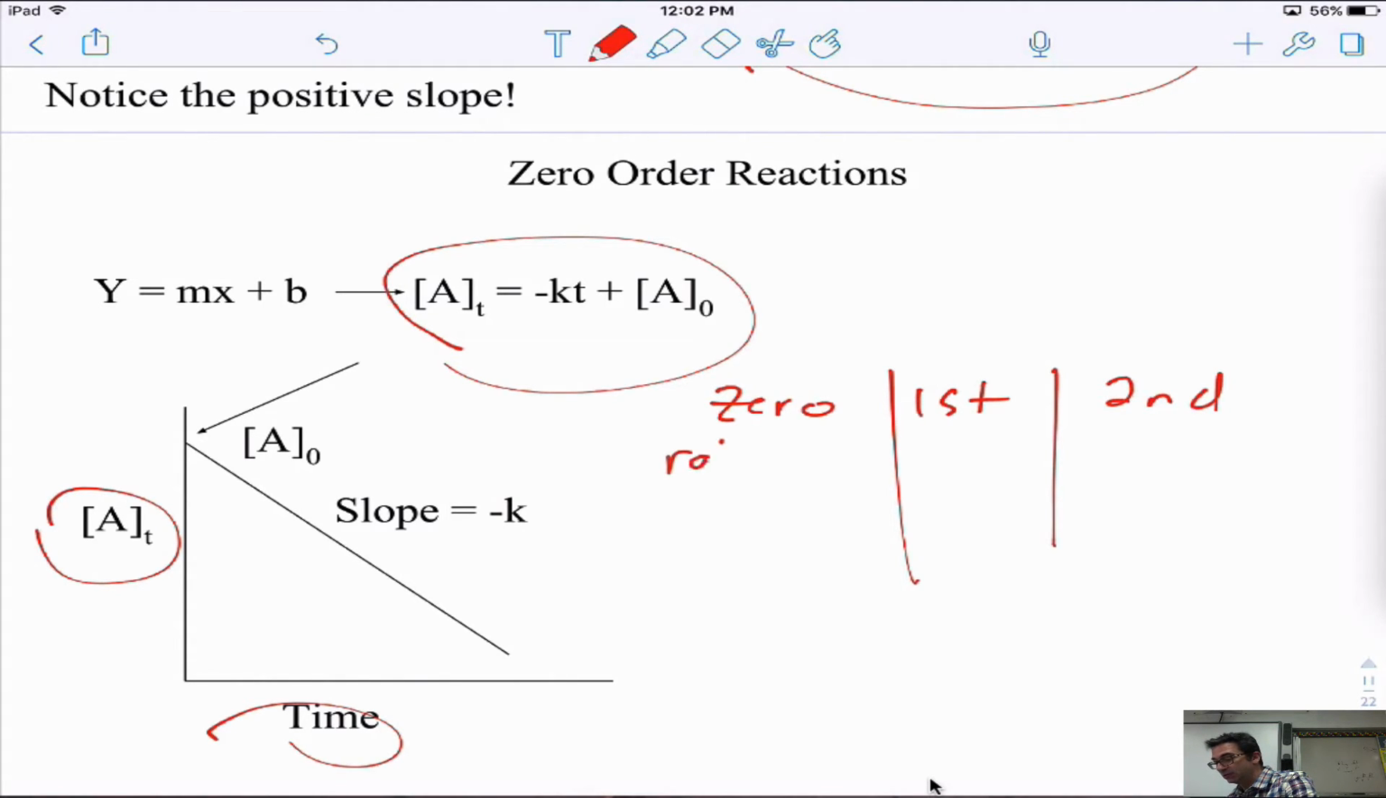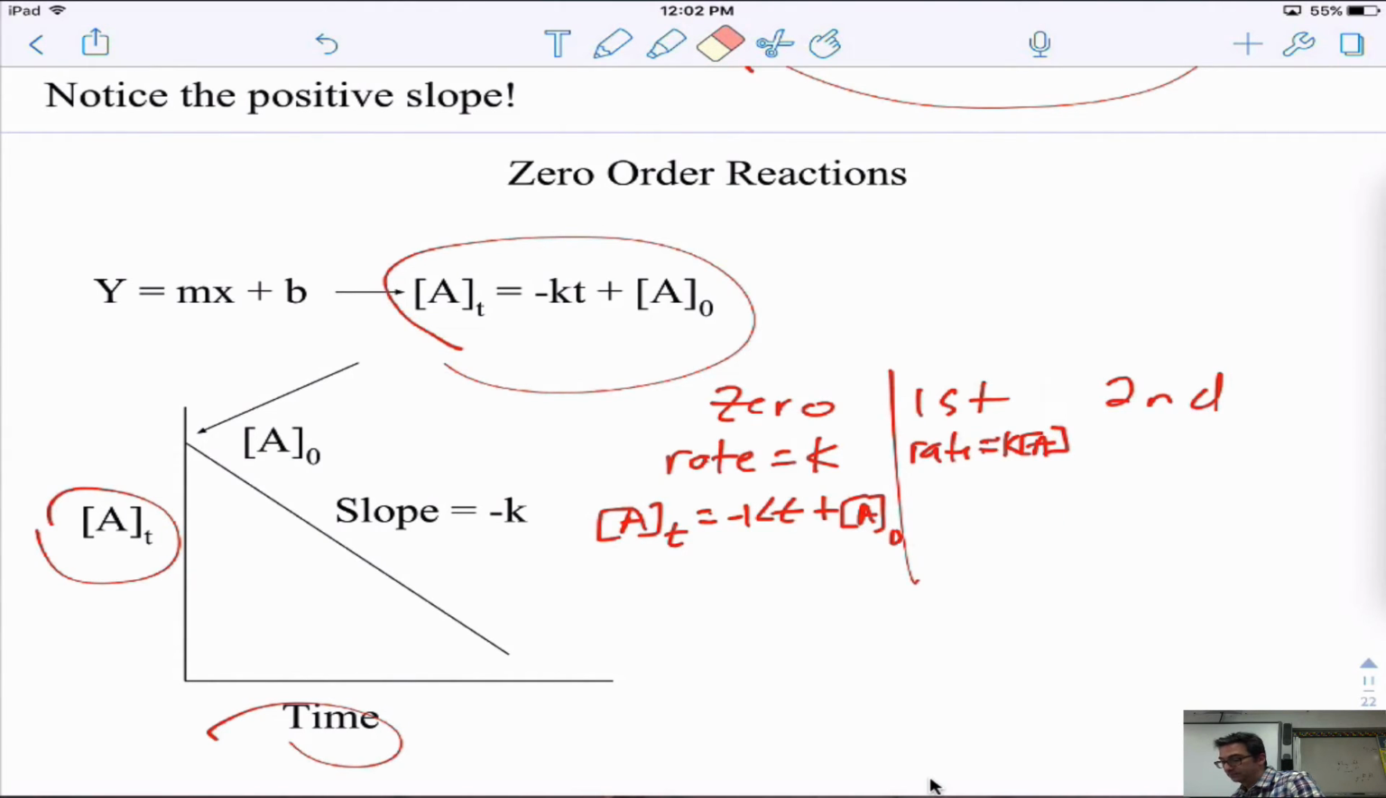0 order rate is equal to k times a to the 0, so we leave it out. And the integrated is a at time t equals negative kt plus a at time 0. First order, we have rate equals k times a. And we would have our integrated rate law of natural log of a at time t equals negative kt plus natural log of a at time 0.